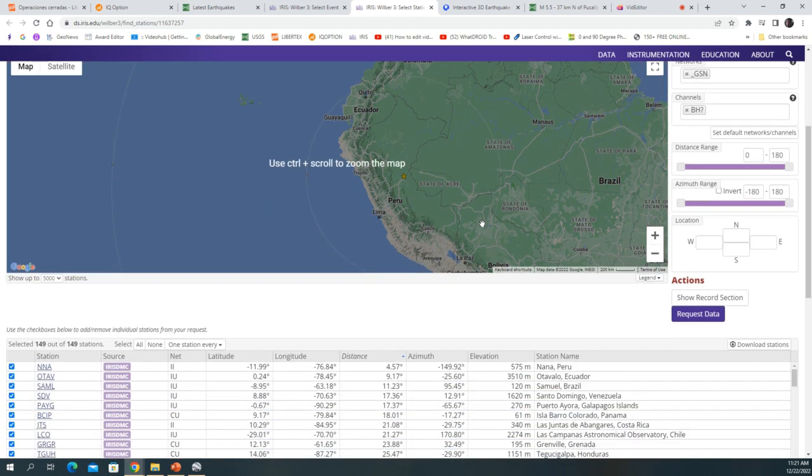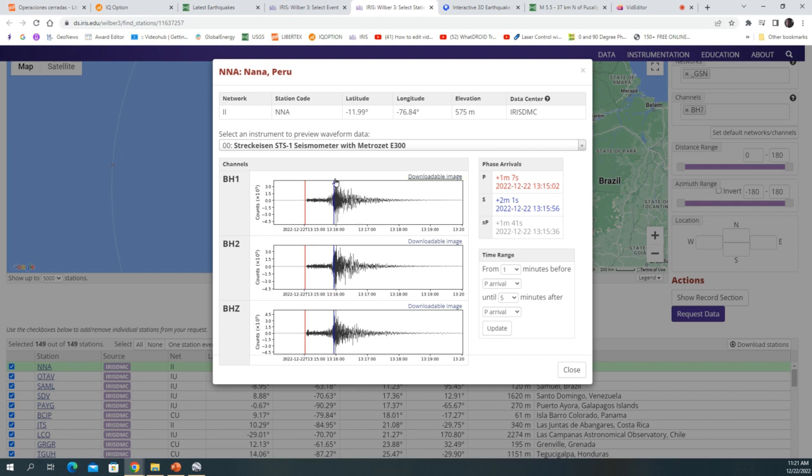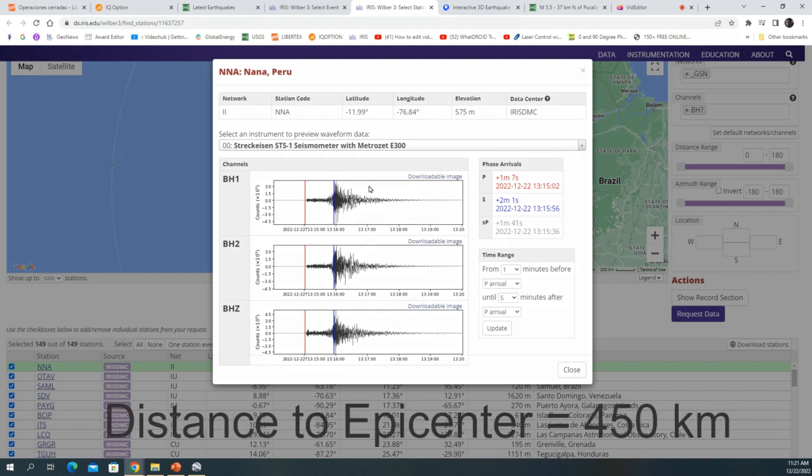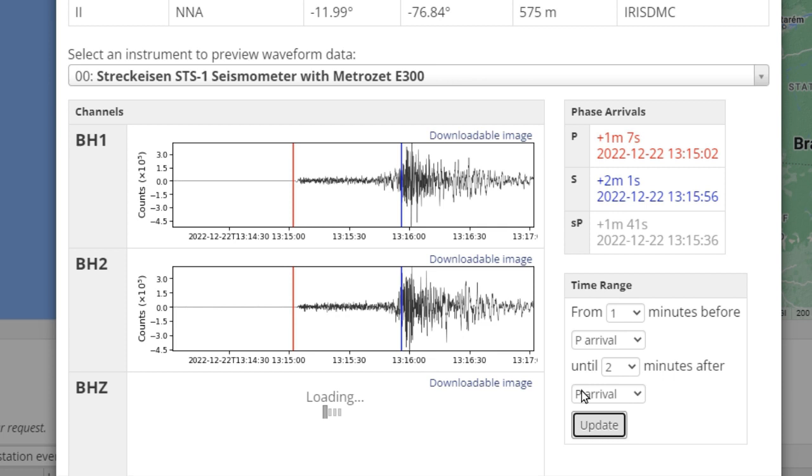Remember surface wave production and all that? Well, let's look at one of the only good records that we can have from this earthquake. It's about 400 kilometers. And see, we have a clear P wave and a clear S wave break on these records. We can even put shorter time and see how it looks.